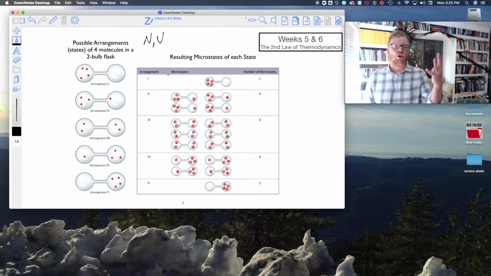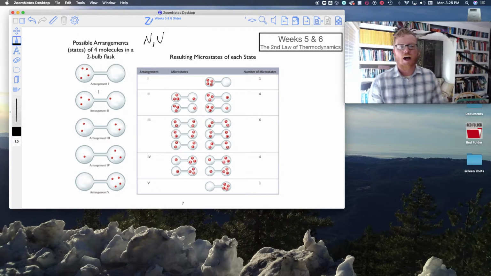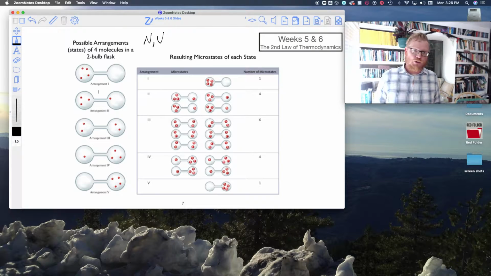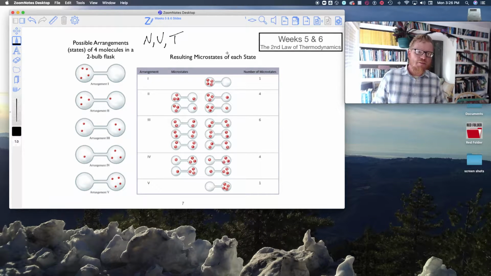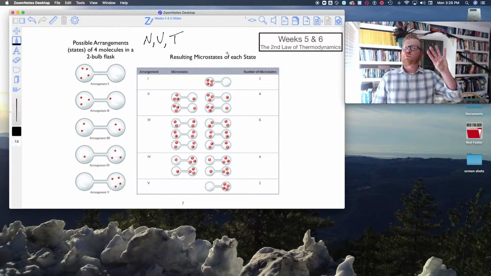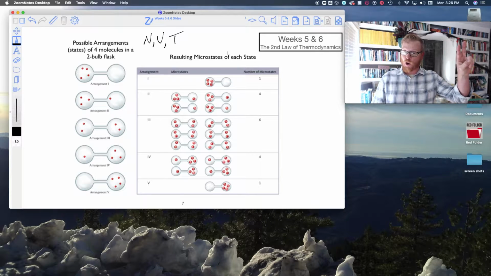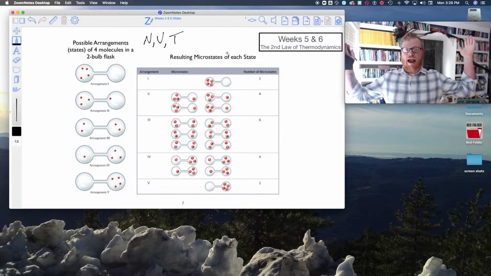So we're talking about fixed volumes. We're not going to change the volume of the flask. We're saying it's a two volume flask. And then also we're going to hold temperature constant. Okay, so we're working in the canonical ensemble. N, V, and T are all set to give us the macrostate. And the macrostate is simply four molecules in a two bulb flask at some temperature. That's it. That's the macrostate.